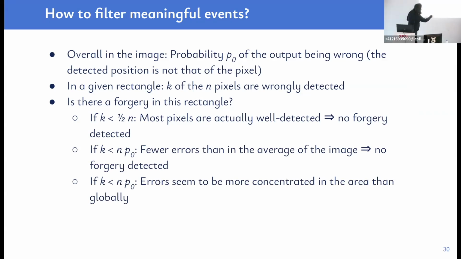Here, if k is larger than np0, not lower, it means the ratio of errors is higher in this rectangle than in the rest of the image. So errors seem to be more concentrated in this area than globally. But it still does not mean there is a forgery, because if it's an average, there will be regions where it is higher naturally. So how to know if this is significant?